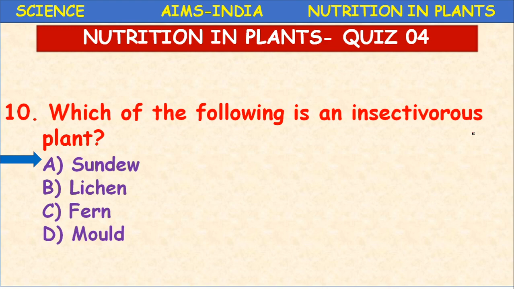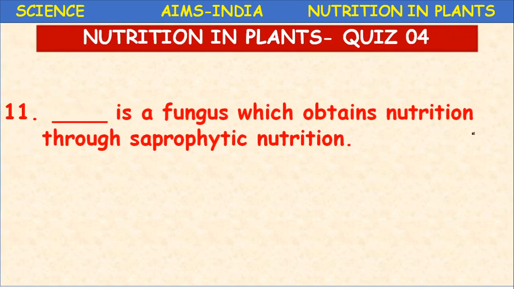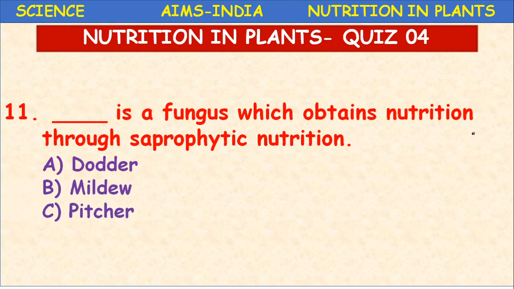Next, dash is a fungus which obtains nutrition through saprophytic nutrition. Dodder, mildew, pitcher, Venus flytrap. Okay, pitcher and Venus flytrap are insectivorous plants. So here the question is about a fungus which obtains nutrition by saprophytic nutrition. Okay, what is the correct answer? Mildew. Okay, dodder is a parasitic plant.